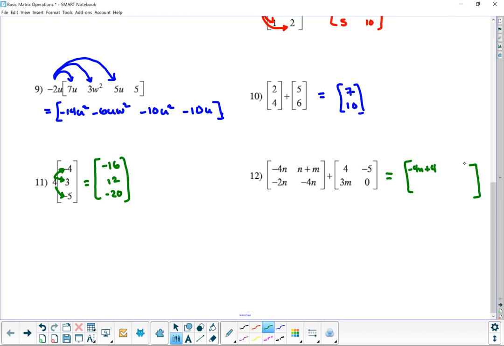m plus n plus -5 is n plus m minus 5. -2n plus 3m. -2n plus 3m.